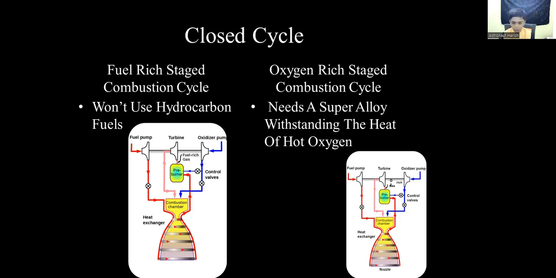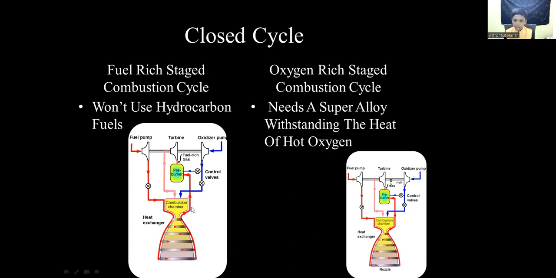In this, the fuel is sent to the pre-burner along with some oxygen. Then the fuel-rich gas is used to spin the turbine, and then the exhaust from the turbine goes to the combustion chamber. The needed amount of oxidizer is also sent to the combustion chamber.